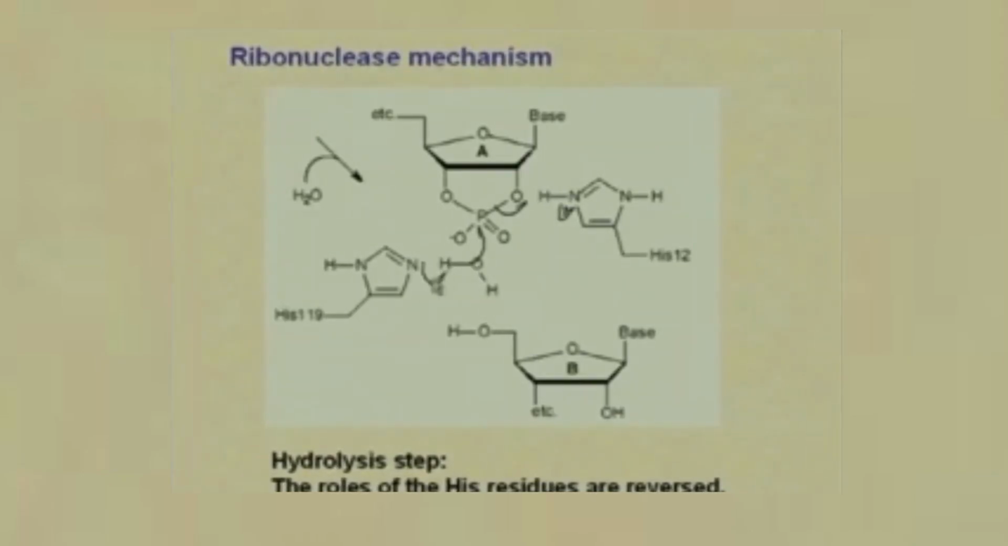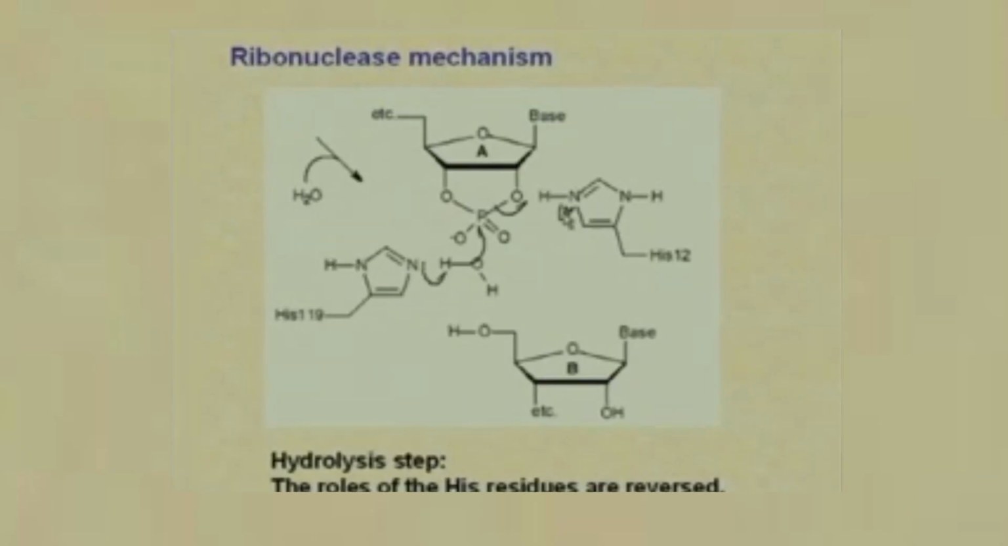Now what happens here is histidine 119 now acts as the base. It abstracts a proton from water, creating OH minus that is going to attack the phosphate. This phosphate then opens up here and picks up the hydrogen that was attached to histidine 12. In the event, what happens? Histidine 12 now has provided the hydrogen, so it is an acid. So the roles of the histidine residues are reversed.